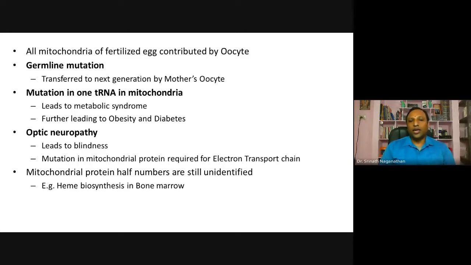Mutation in one tRNA in mitochondria leads to metabolic syndrome, that is further leading to obesity and diabetes. Optic neuropathy, that is leading to blindness. Mutation in mitochondrial protein required for electron transport chain. Half the numbers of mitochondrial proteins are still unidentified, that is heme biosynthesis in bone marrow.